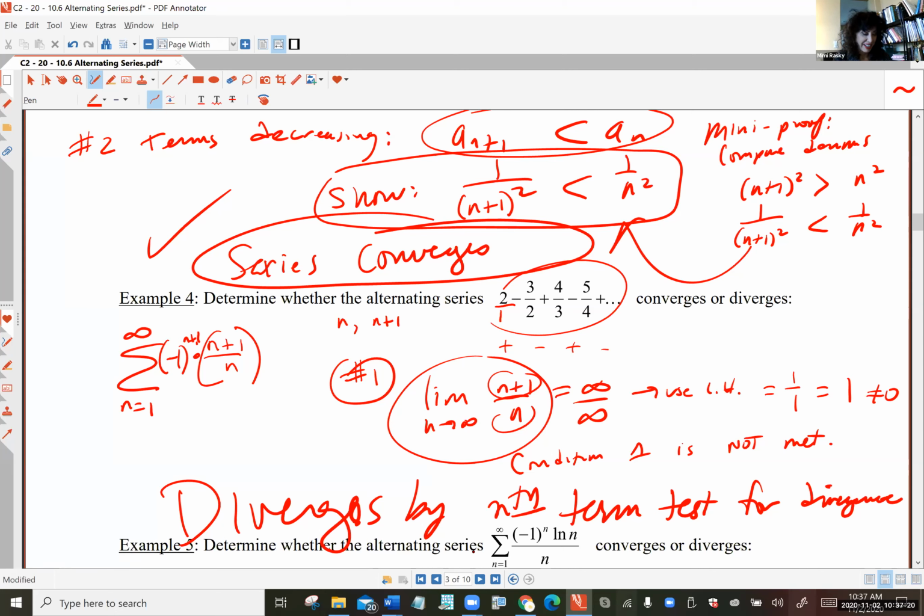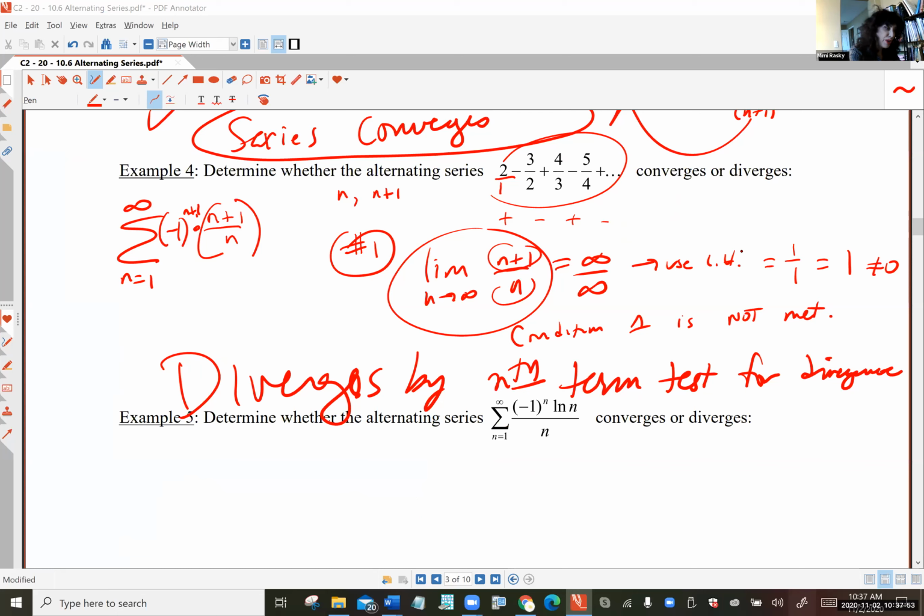Okay? Is everybody okay with this? So that will be the case every time. If the first condition is not met, then it diverges by that. It diverges by the nth term test if condition 1 is not met. You can immediately just say, boom, I'm done here. Nth term test diverges. Pretty good, huh? You should be happy that it's that easy.